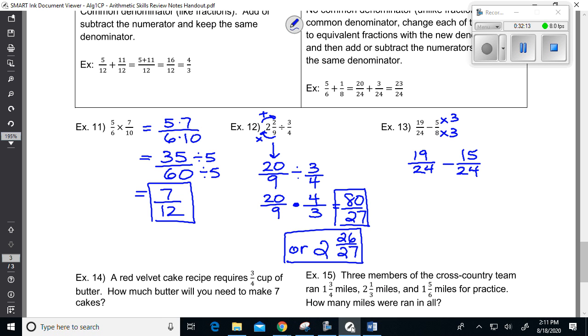19 minus 15 gives you 4. Always check to make sure you can reduce. Divide those by 4, and you have 1 over 6.